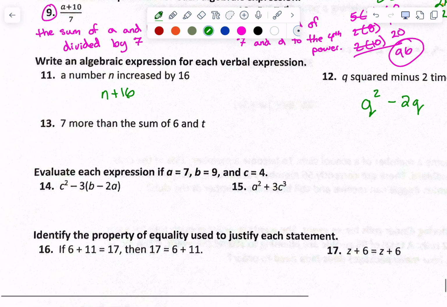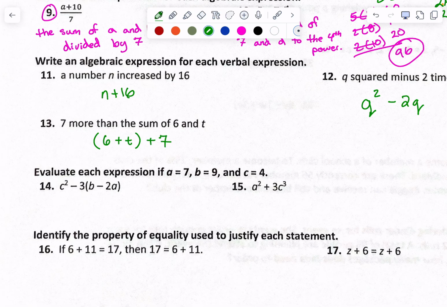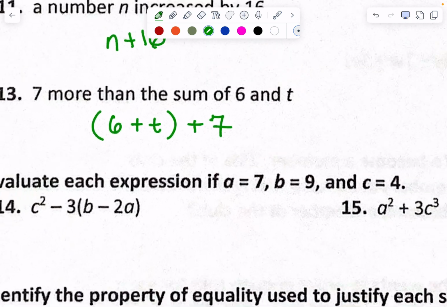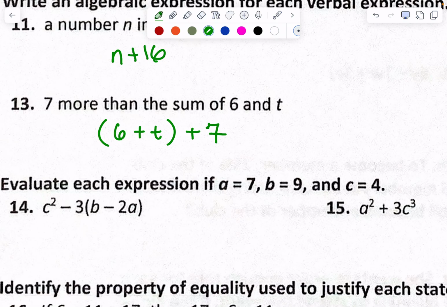Okay. 7 more than the sum of 6 and t. What's the sum of 6 and t? 7 plus parentheses 6 plus t. I hate when they do t's because then it's just like plus plus. I know. I make my t's curved. My t's have a curvy end on it. That's fine. If you swap them, yep.